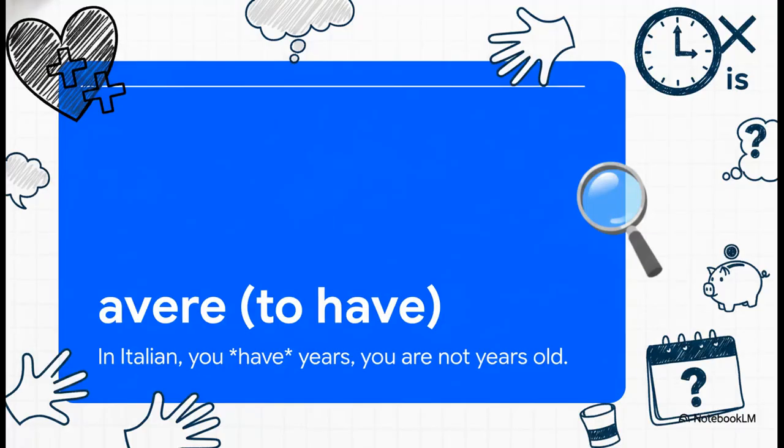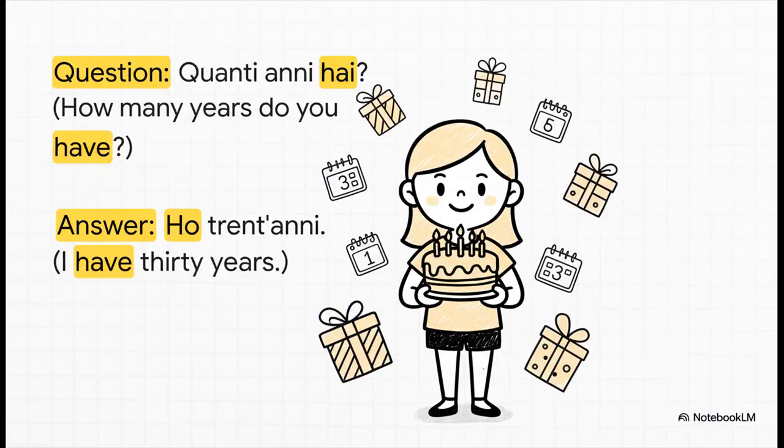Okay, remember I told you not to use to be for your age? This is why. In Italian, you use the verb avere, which means to have. This is probably one of the biggest mental shifts you have to make. You aren't 25 years old, you have 25 years. And you can see how that plays out here. You ask, quanti anni hai, which literally means, how many years do you have? And the answer follows that exact same pattern. Ho 30 anni, or I have 30 years. Nailing this one will make you sound so much more natural.